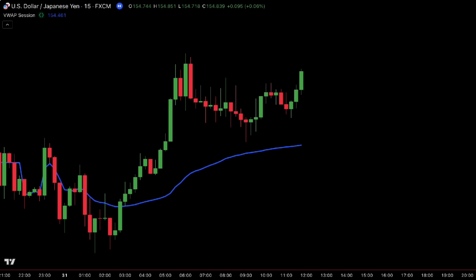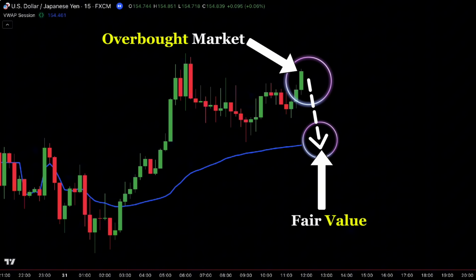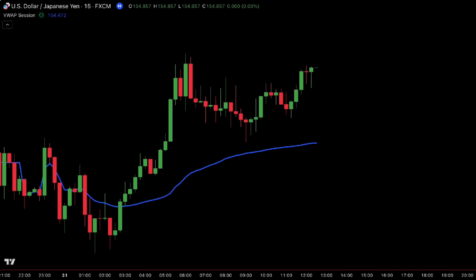Because if you look closely, you'll see the market is overbought, far away from its true value, which is the VWAP line. Now here's what institutions do instead. They wait. They let price pull back to the VWAP, right back to fair value. Look at what happened next.